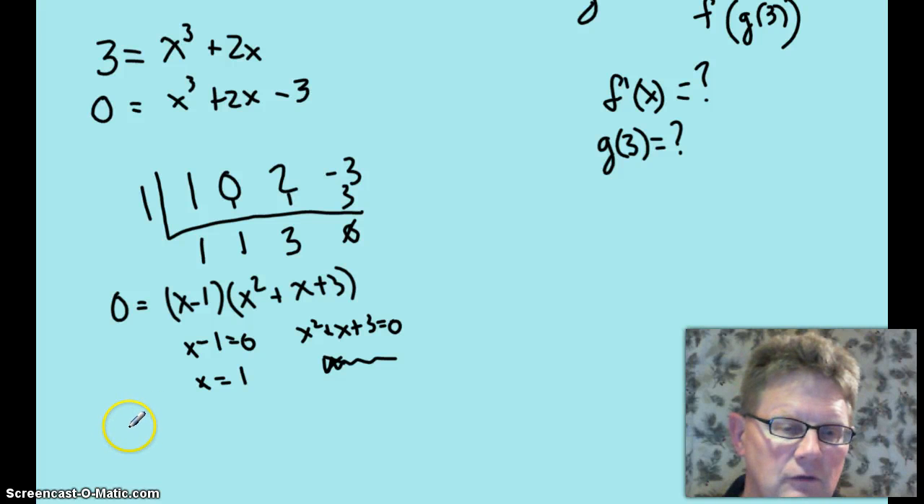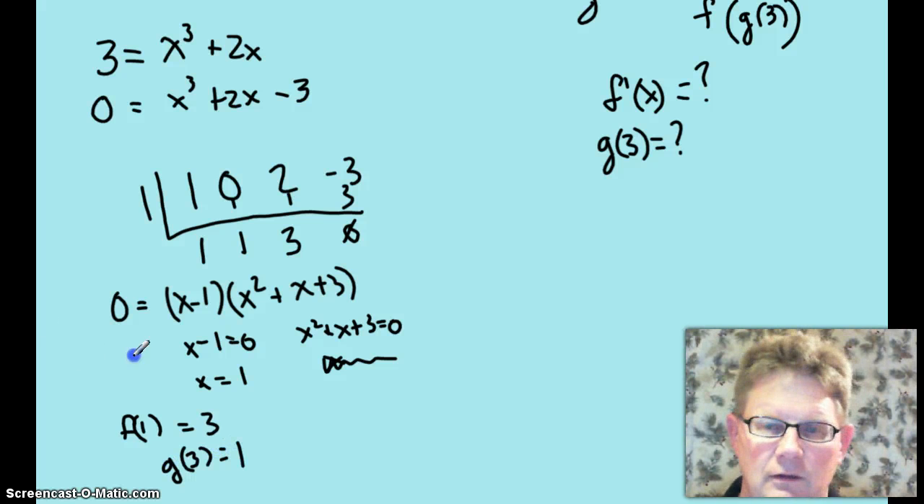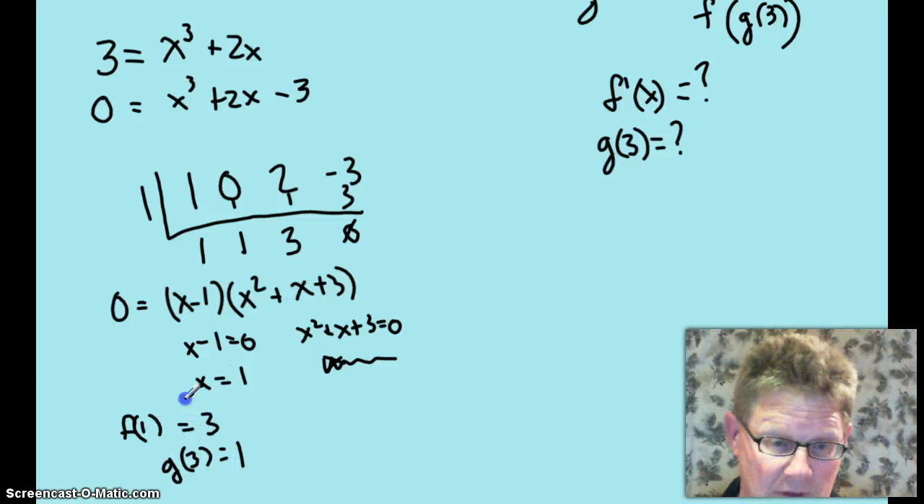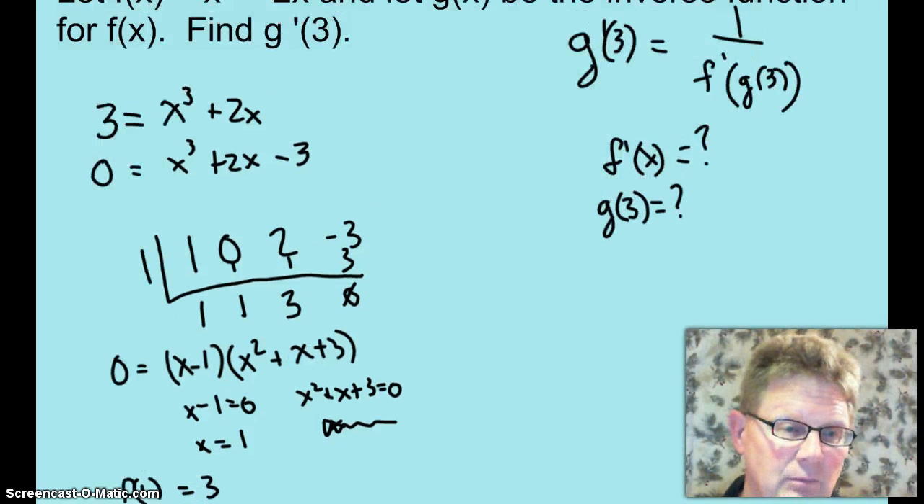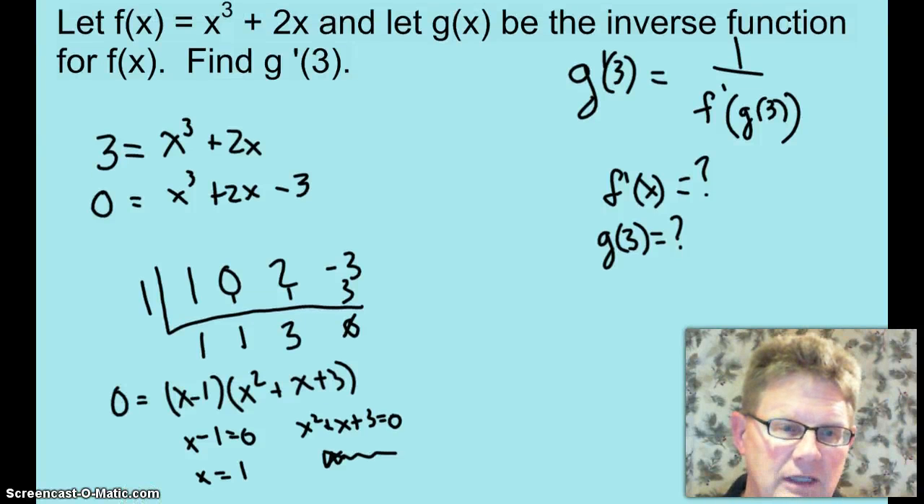So that means that f of 1 equals 3. So g of 3 equals 1. Hey! Told you we needed to remember that one, and look at the example I gave on the previous page was exactly that. Alright, now I need to find f prime.